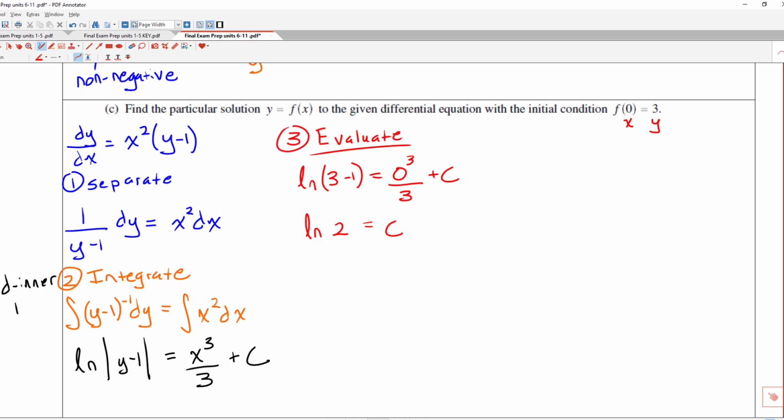Okay, and then the next step is to isolate and then plug in our c that we just found. So let's start over with blue again. So step number 4 is to isolate. And again, I'll put a little asterisk here, and this is optional.